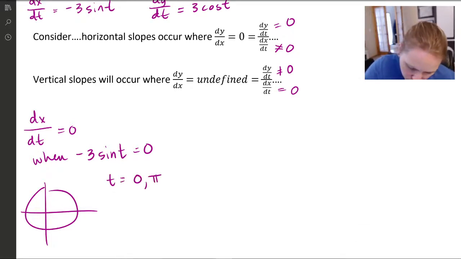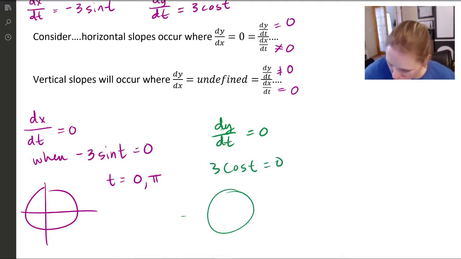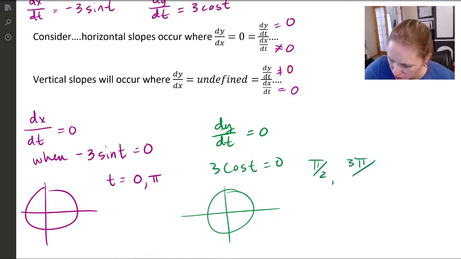So then we'll do the same thing over here. Where is dy/dt equal to 0? It equals 0 when the cosine of t equals 0. So where is the cosine 0? Well, that's at pi over 2 and 3 pi over 2.